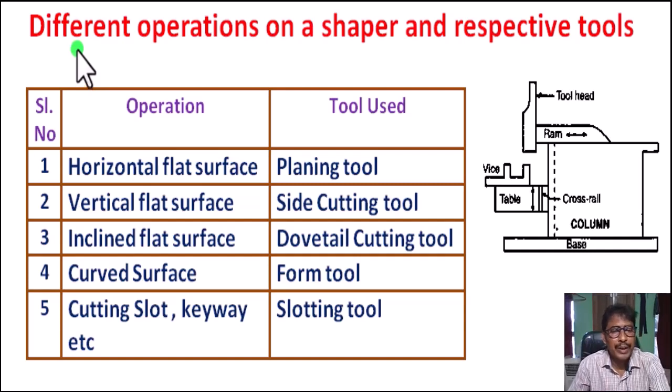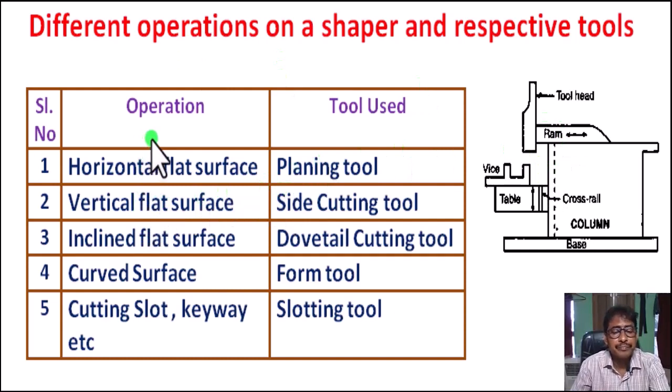Student, today we learn what are the different operations done on a shaper and name the respective tool used. Different operations on a shaper and respective tools used. A shaper uses a single point cutting tool.